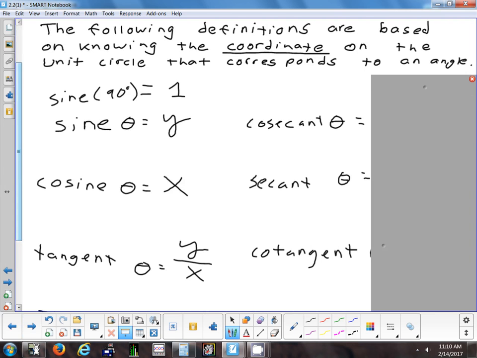The next 3, we use them, but we don't use them as much. Cosecant, secant, and cotangent. What I'll do is put the abbreviations, so if you're using your calculator or you see them in the book, you'll know what the abbreviations are. Does anybody know the abbreviation for sine? Yeah, SIN. Sine.